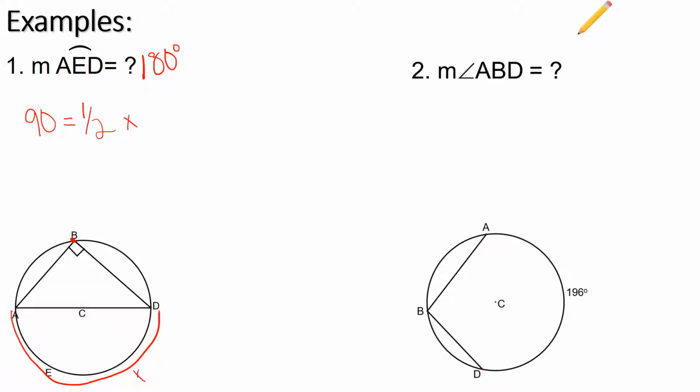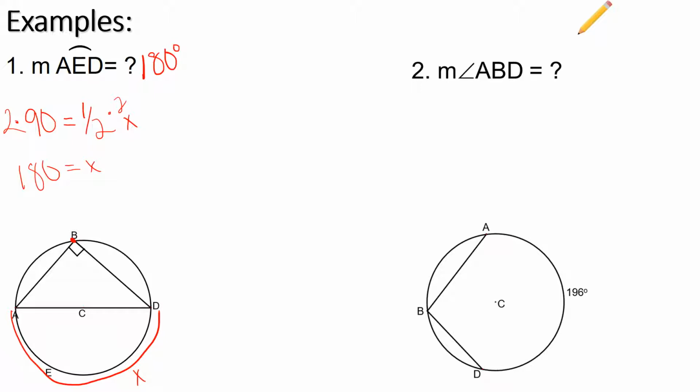In this case, let's say we didn't know it was a semicircle, then we would have had to set up an equation like this, multiply both sides by 2 to solve for x, and we get 180 is equal to x. But this one was a little easier because we know already that a semicircle measures 180 degrees. So therefore the measure of arc AED is 180 degrees. Okay, now moving on to number 2.